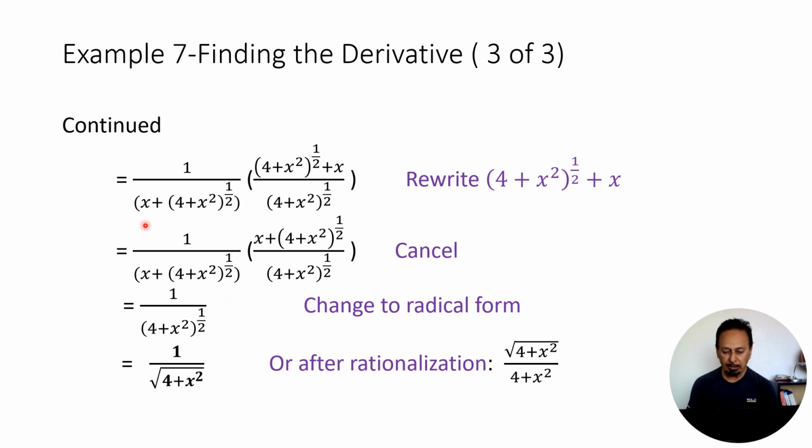So now we have 1 over x plus 4 plus x squared to the 1/2, times 4 plus x squared to the 1/2 plus x over 4 plus x squared to the 1/2. We can just rewrite, we can write x first and we write this after that one. So we have this one. Now it looks like this expression is the same as this one. So we can cancel these two. You have 1 over 4 plus x squared to the 1/2. Now we can change to radical form. So it becomes 1 over square root of 4 plus x squared. If you rationalize, we get square root of 4 plus x squared over 4 plus x squared.